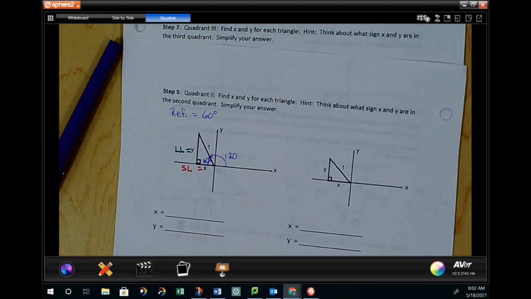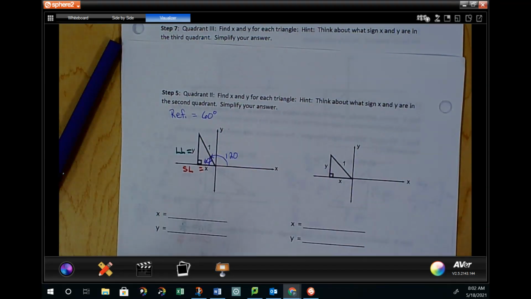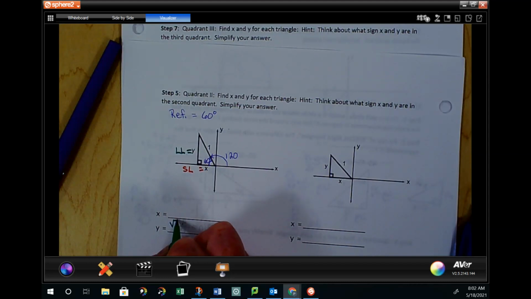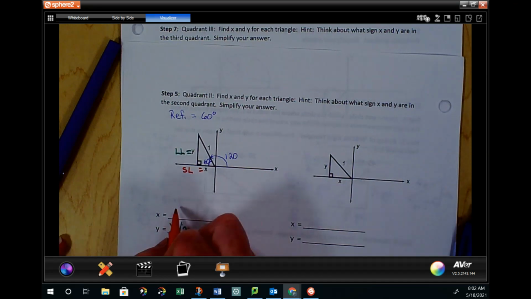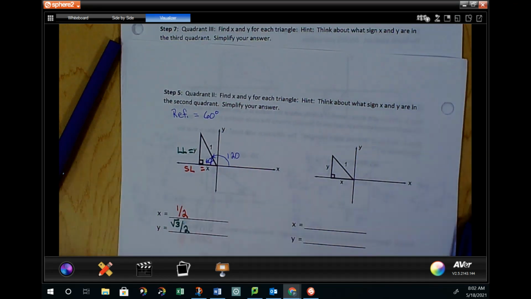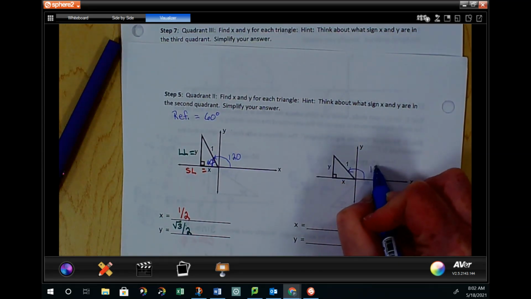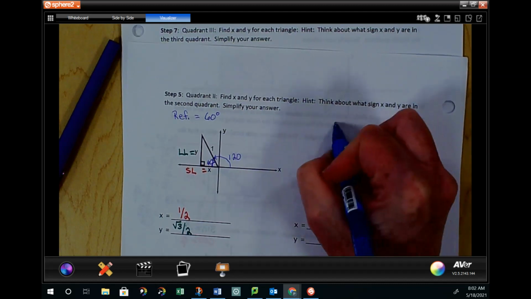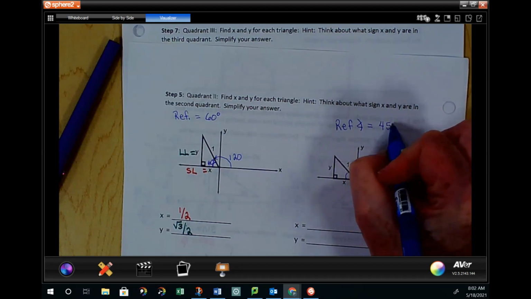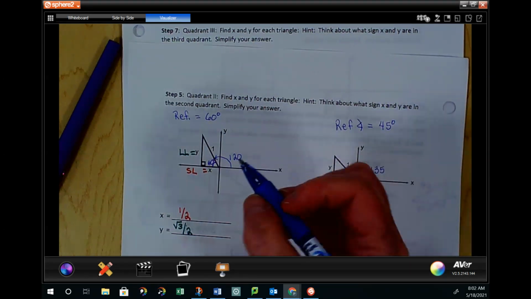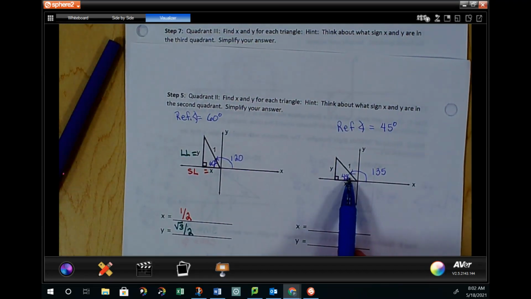So when you look, you go back to that 60 degrees. The long leg, that y, is going to be the square root of 3 over 2. My short leg is going to be 1/2. Then we go here. This angle is 135, but my reference angle is 45 degrees.